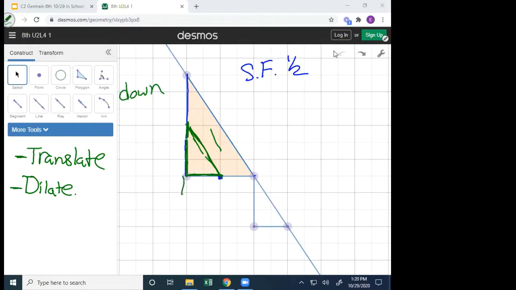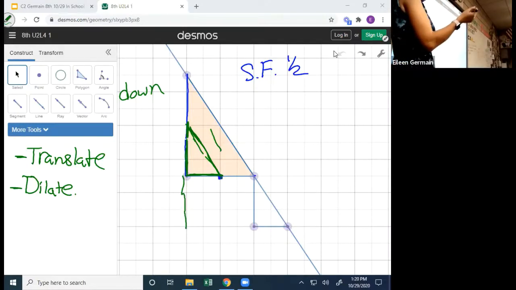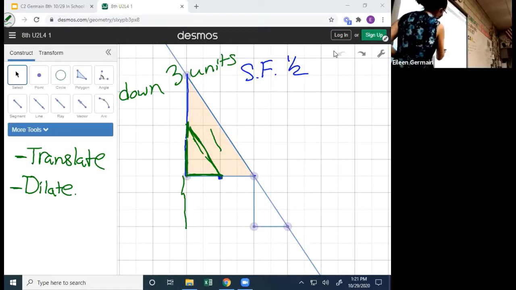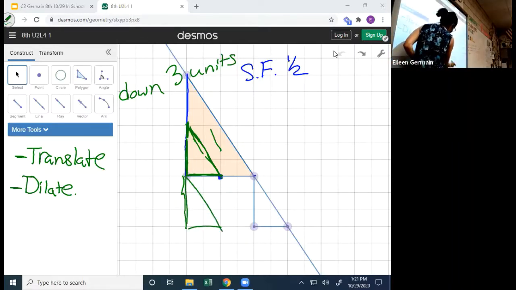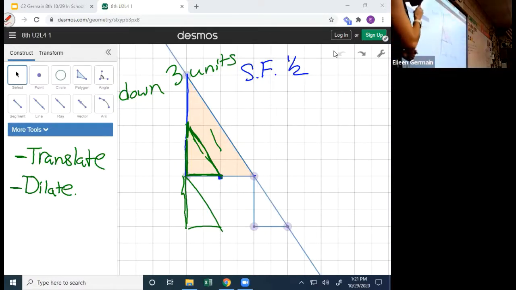That's not bad, okay. So we would translate down 3 units. If we translate it down 3 units, it would now fall here. Tiffany, can you unmute and tell me what my next move would be?